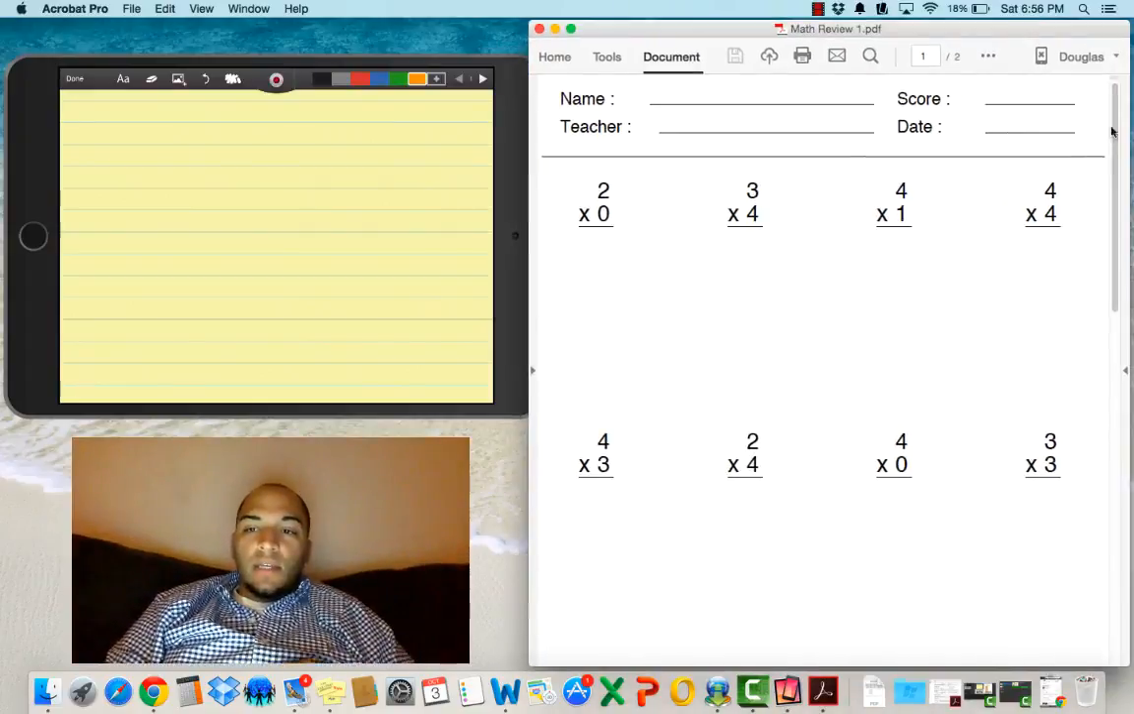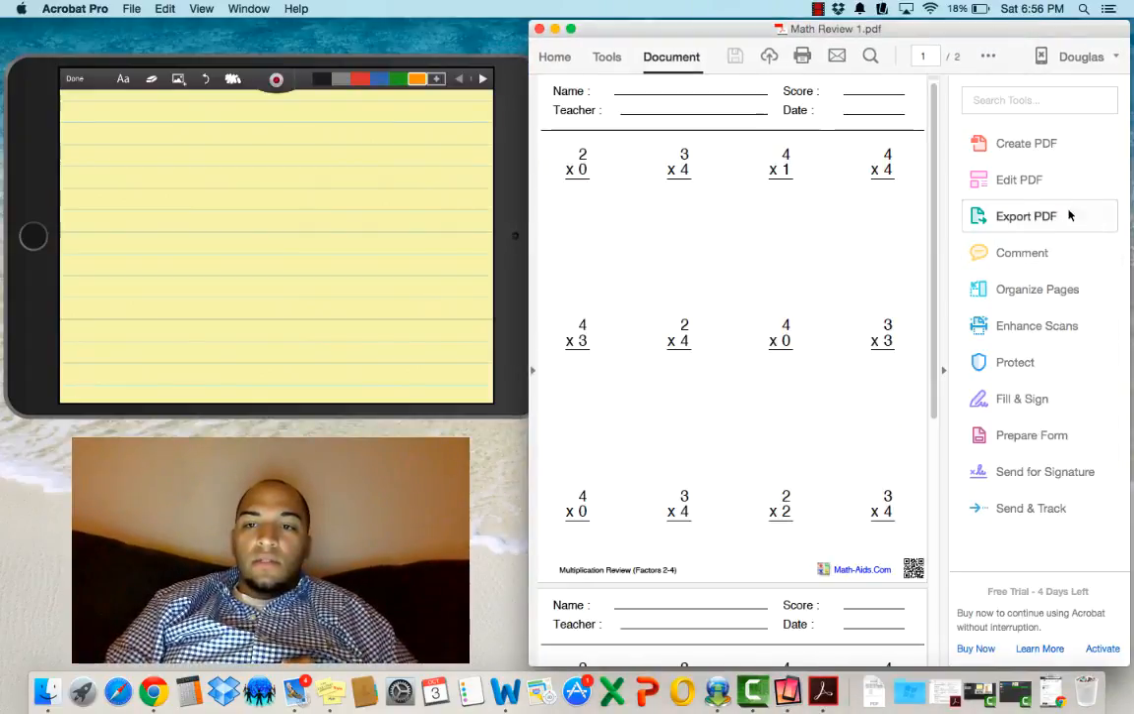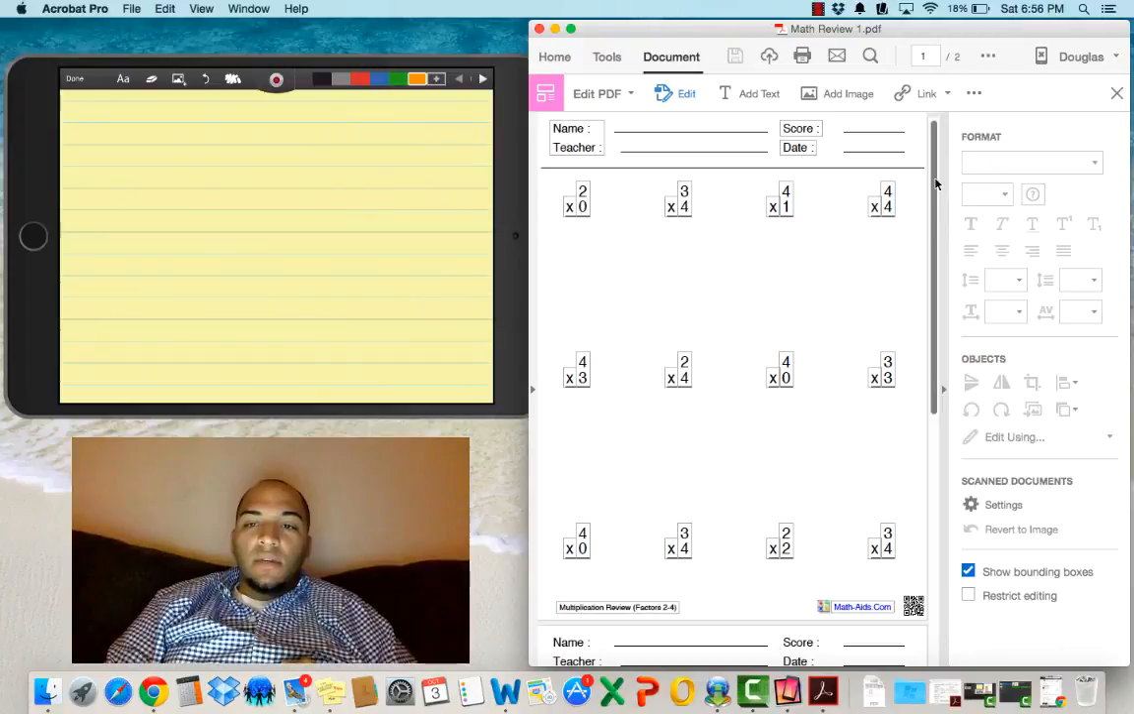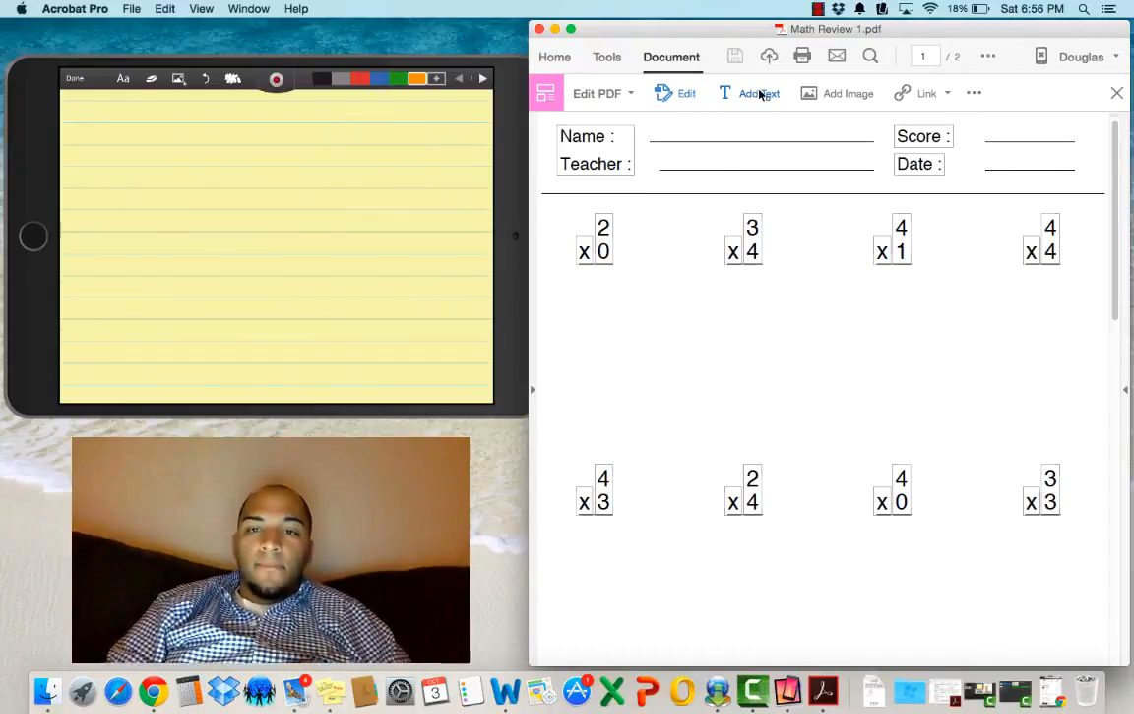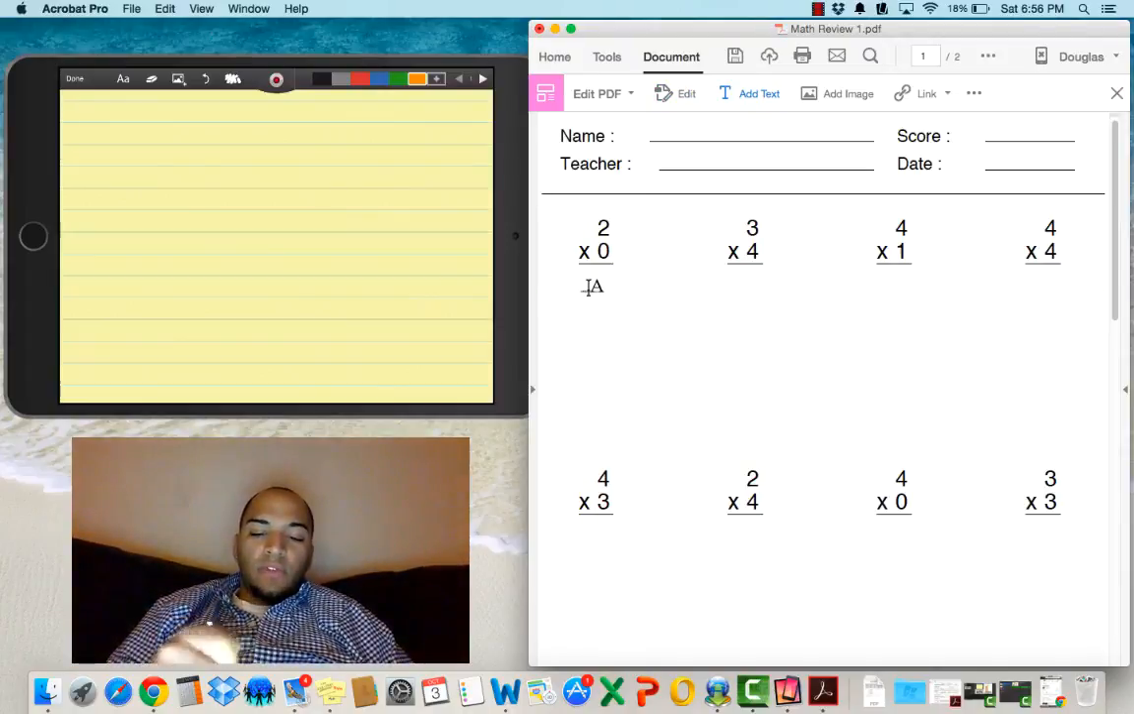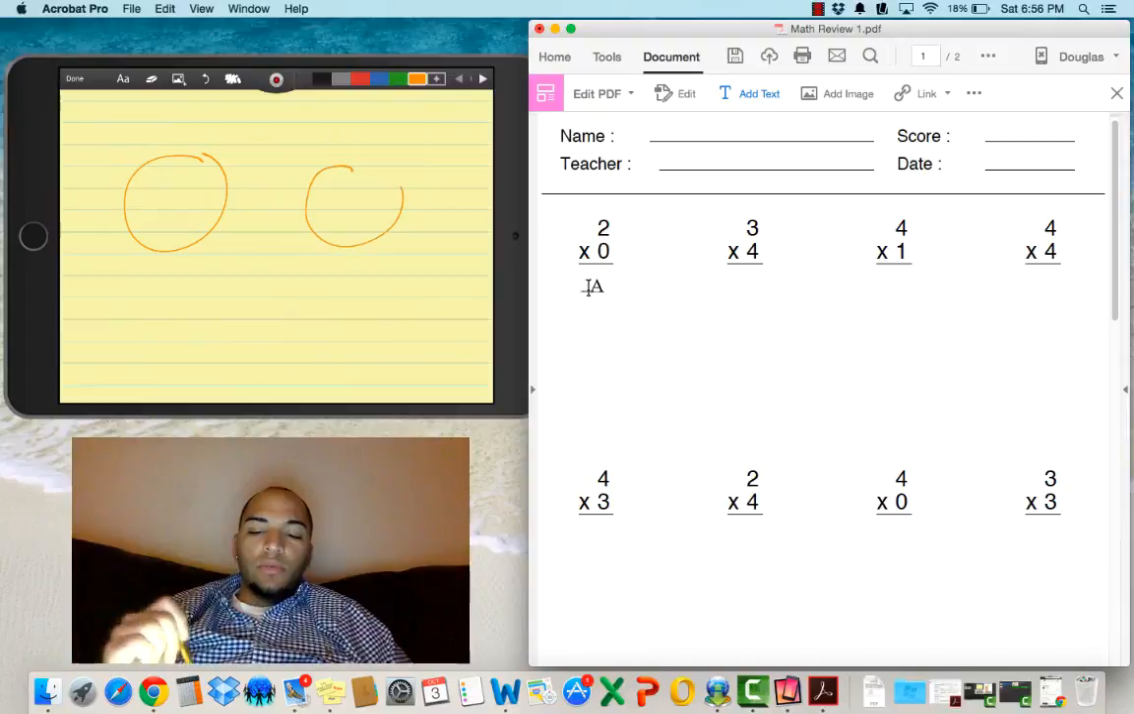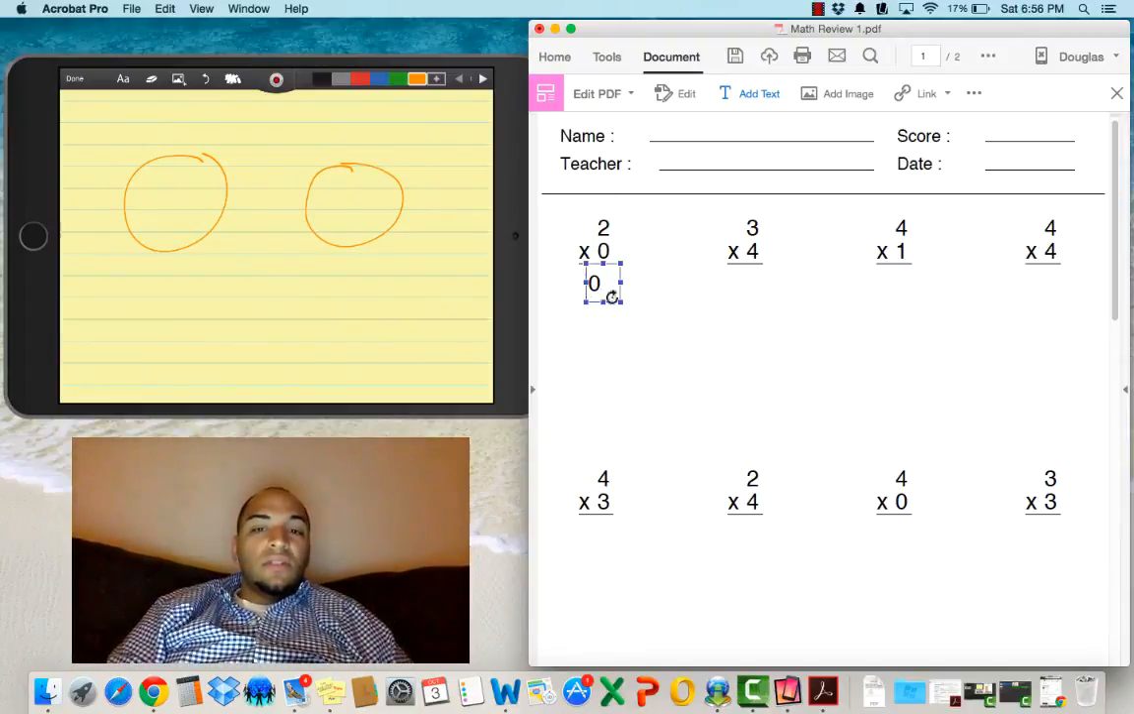Example 1 says, let me just get it where we can edit our document, guys. Okay, example 1 says 2 groups of 0. So if we have 2 groups, 1 group and 2 groups, and there are 0 in each, that means there's nothing. So the answer is just 0 for that one, because it's 2 groups of nothing. Does that make sense? Let's look at the next one.